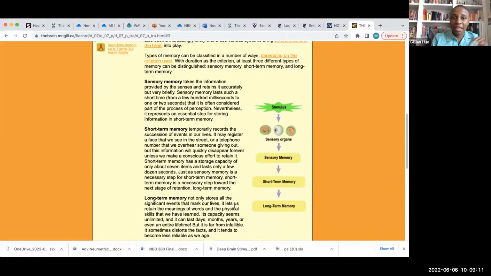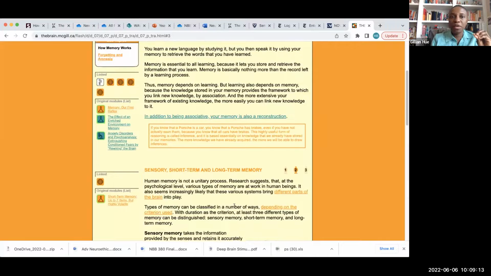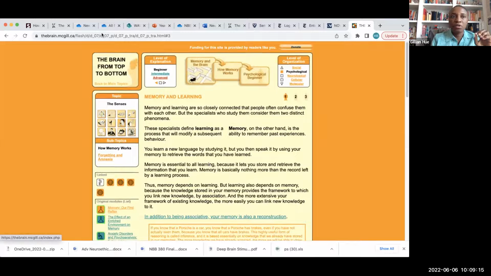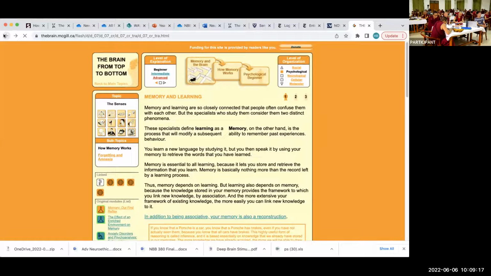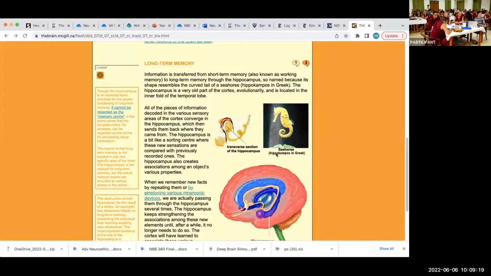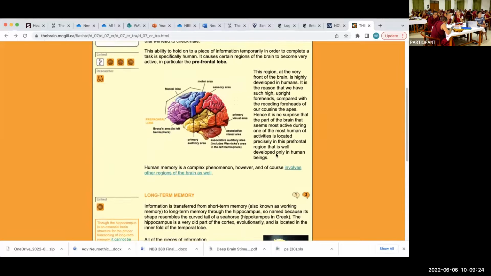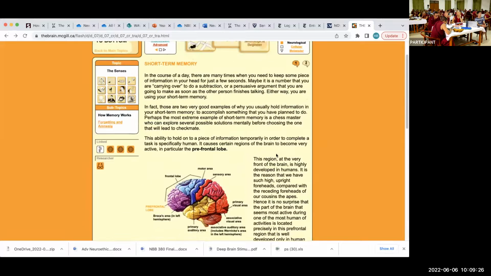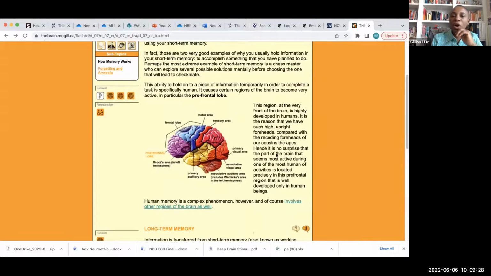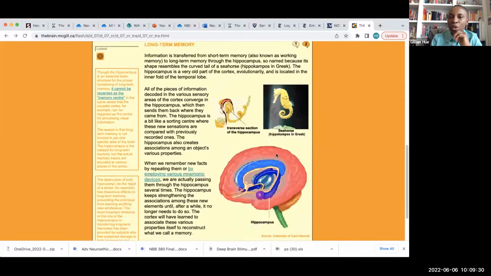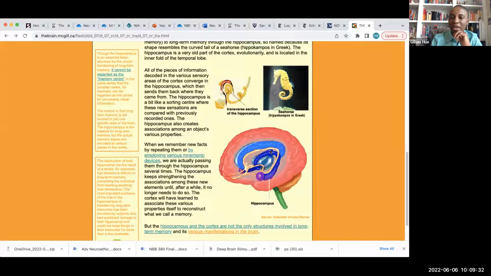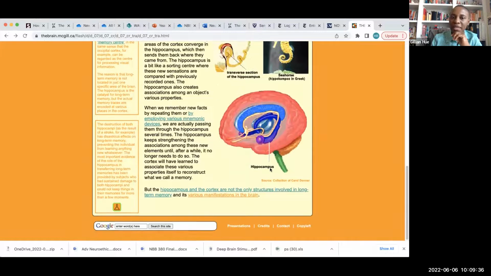So that's one thing that I could expect my students to be able to draw. But I could also expect them to locate the areas of the brain, like the limbic system, the hippocampus. I could also expect them to locate these in the brain.